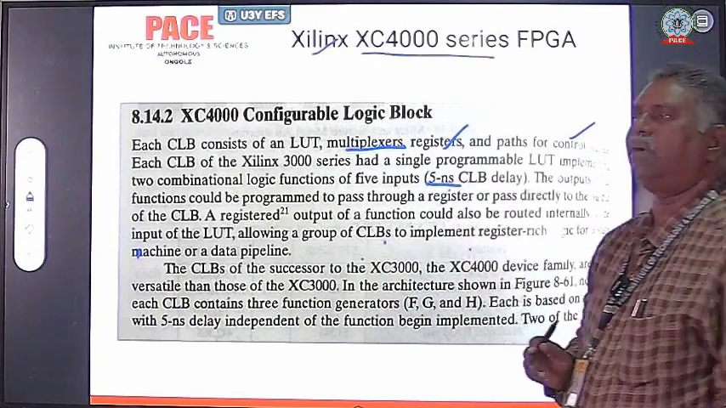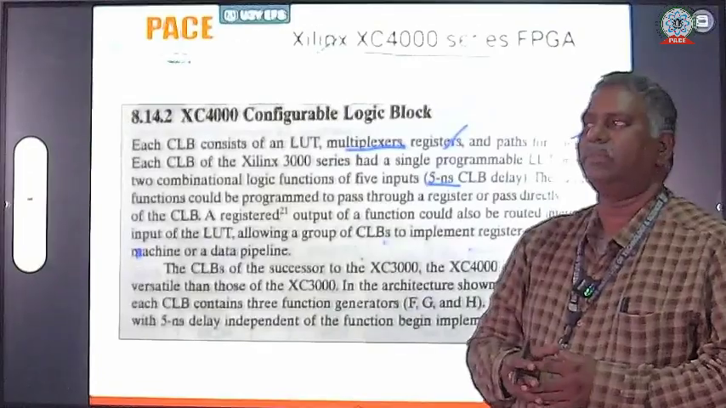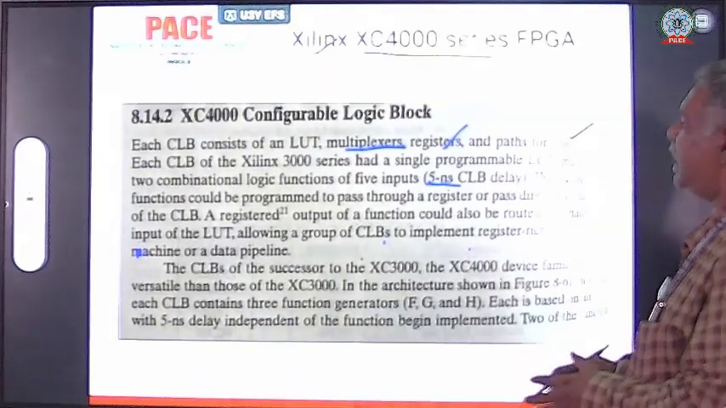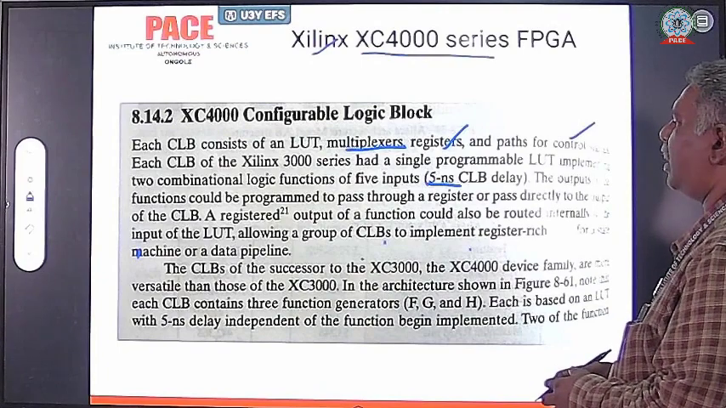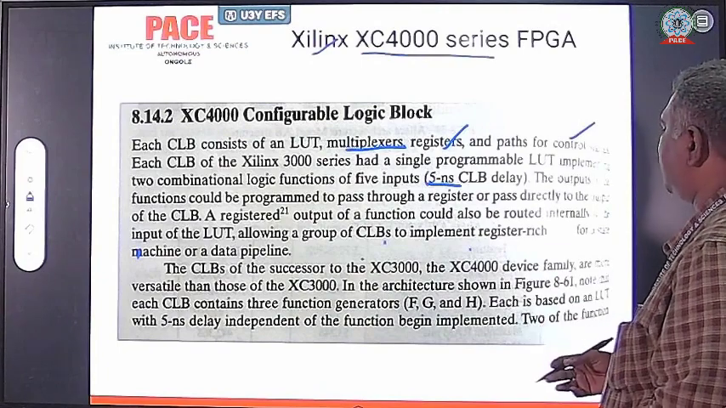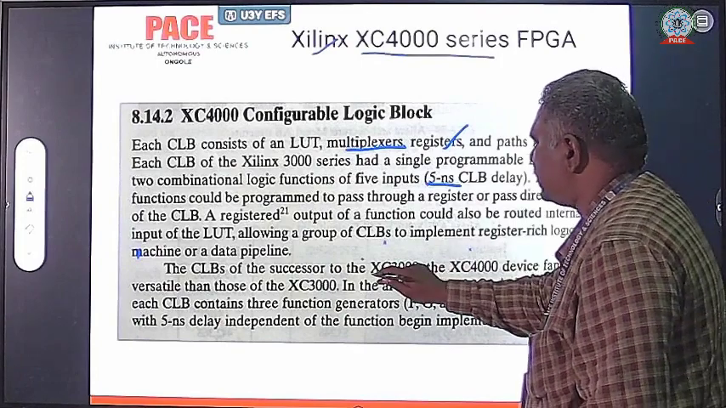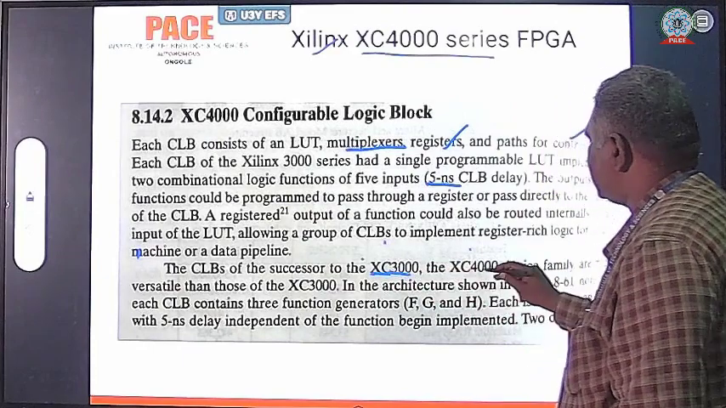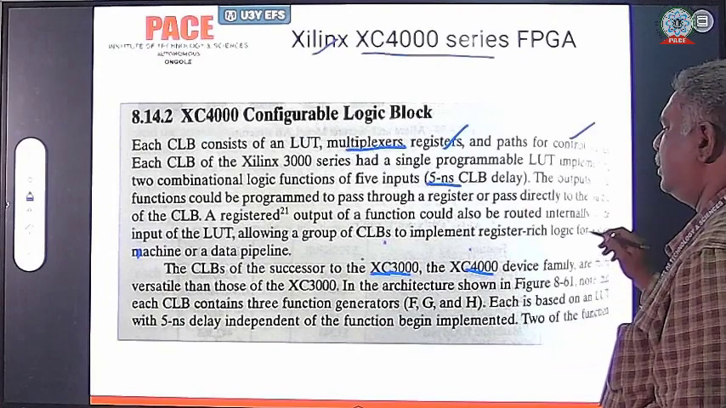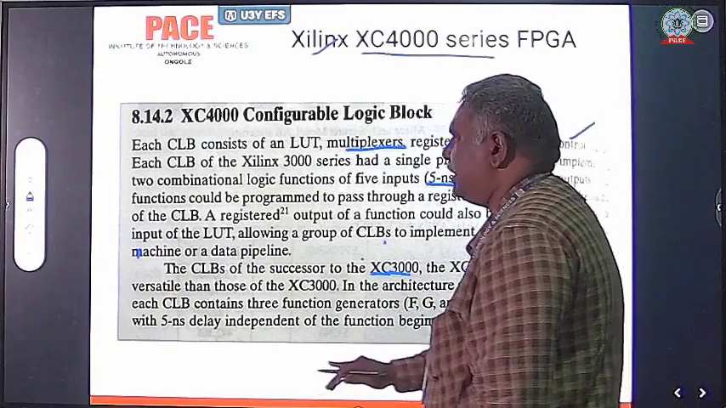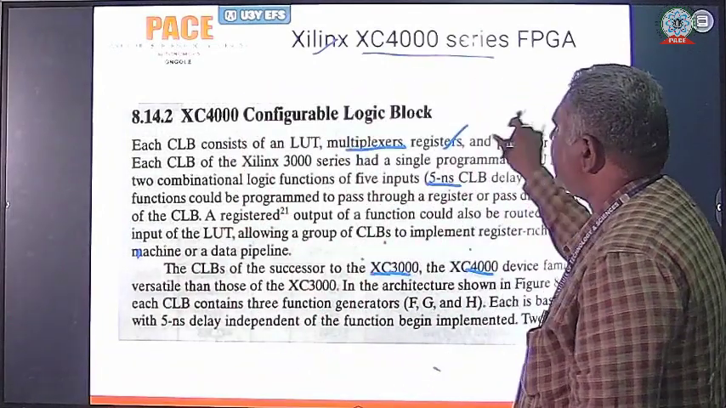What is the meaning of 5 nanoseconds? It is very little time taken to perform the operations. So this is the advantage of this design, the XC4000. All of these are interconnected blocks. We have previous designs, the XC3000 and XC4000. These are similar families, and we are going to see the next one. The delay is only 5 nanoseconds, very little delay.